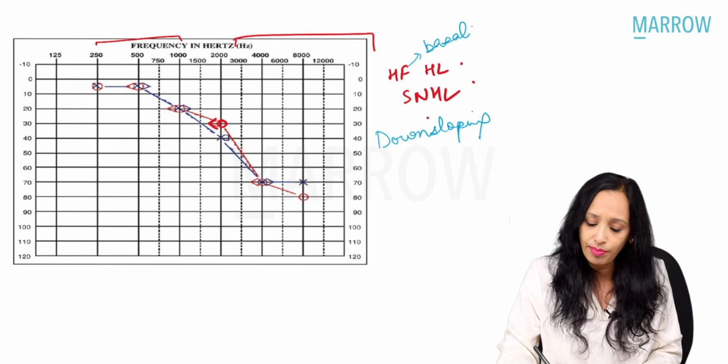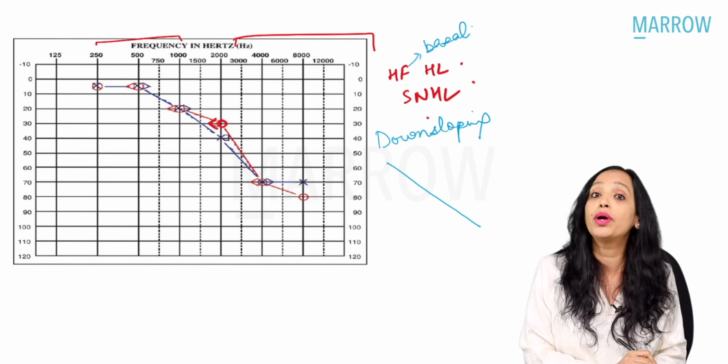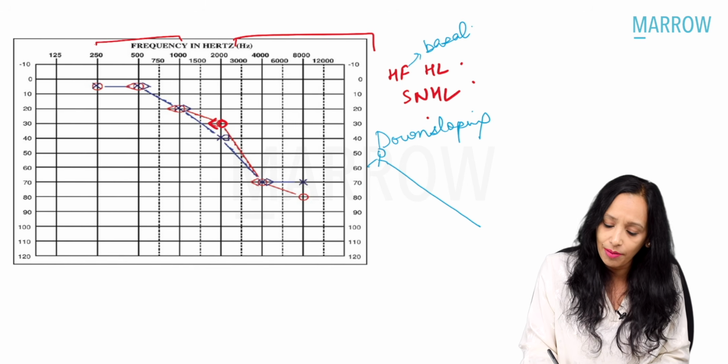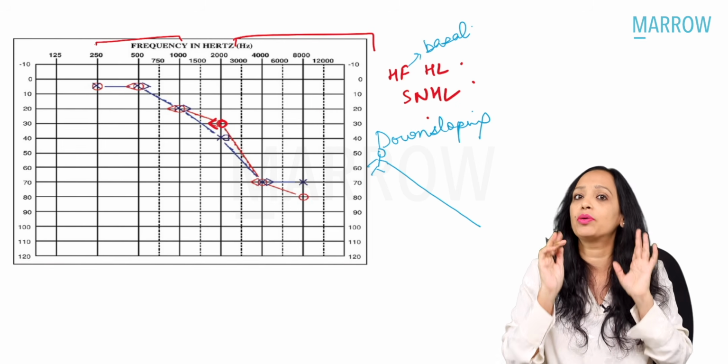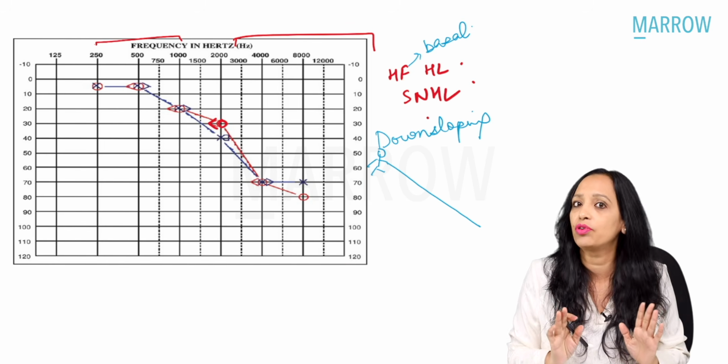High frequency. How can you remember? When the slope in front of you is going down, where are you standing? You are standing up. So whenever you are seeing a downsloping, it means you are up, it means it is high frequency hearing loss. You are high, it means it is a high frequency hearing loss.